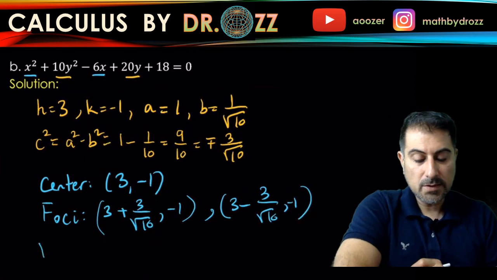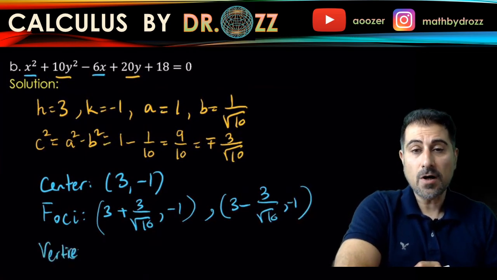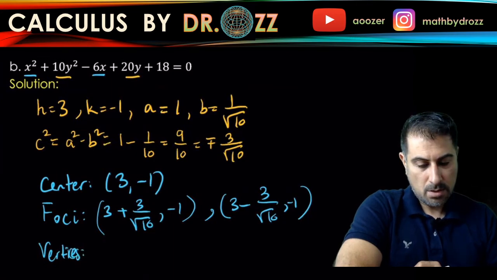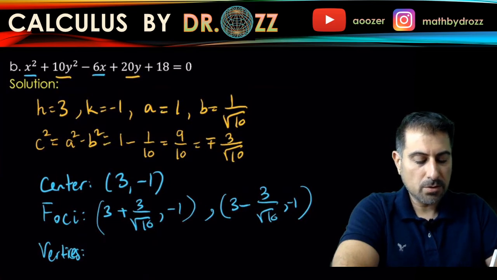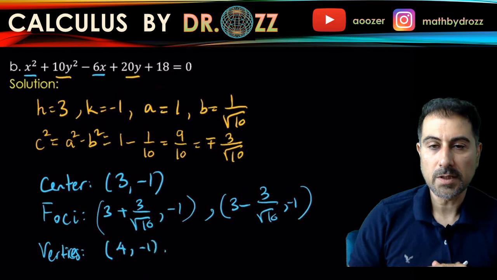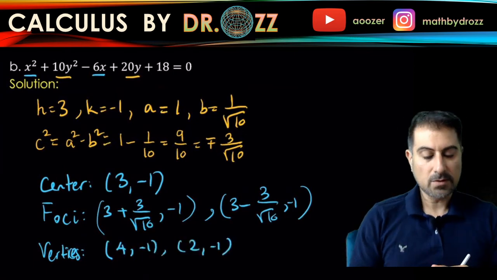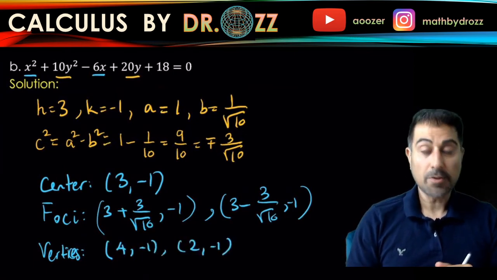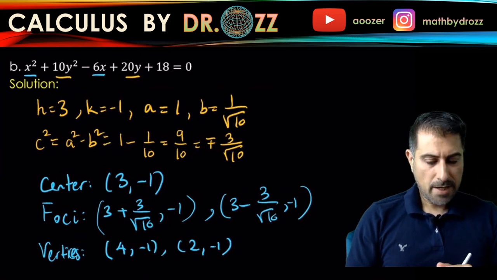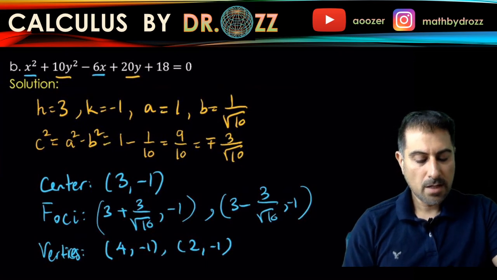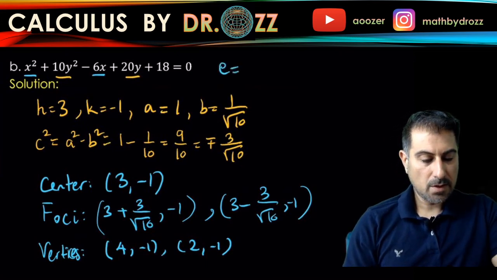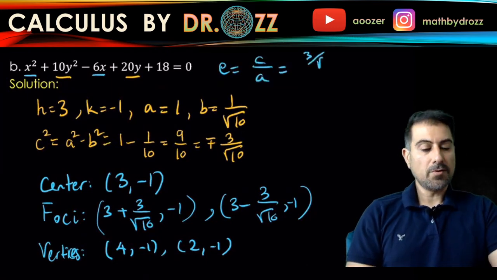And for the vertices, we are a units away from the center. A is 1. So essentially the vertices are 4, negative 1, and 2, negative 1, again to the right and to the left of the center at a distance of 1 unit. And finally, we need to write the eccentricity, which is c over a. And c is 3 over radical 10, so the eccentricity is 3 over radical 10.